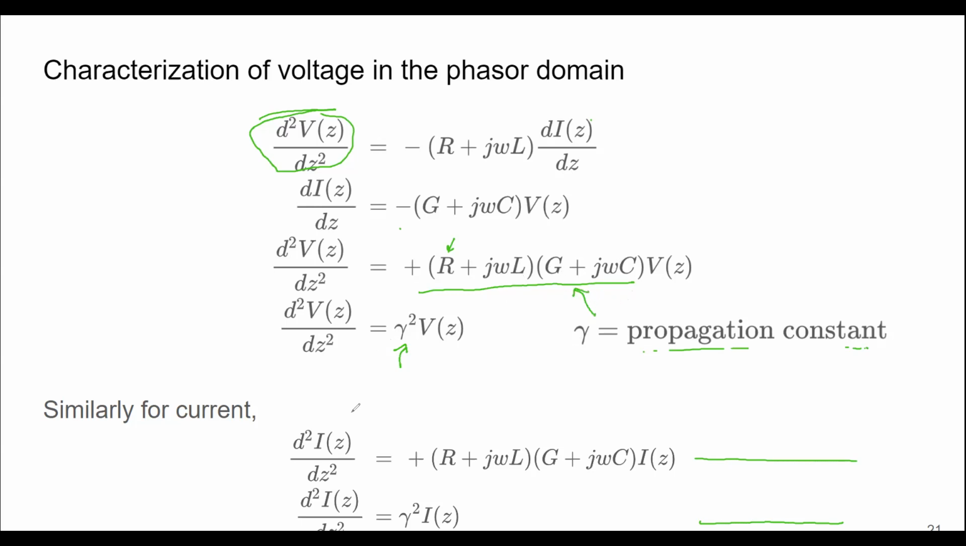Right? So similar to the voltage equations, we get the same relationship for the current parameter in the transmission line, and we can show that current also shows the same relationship.